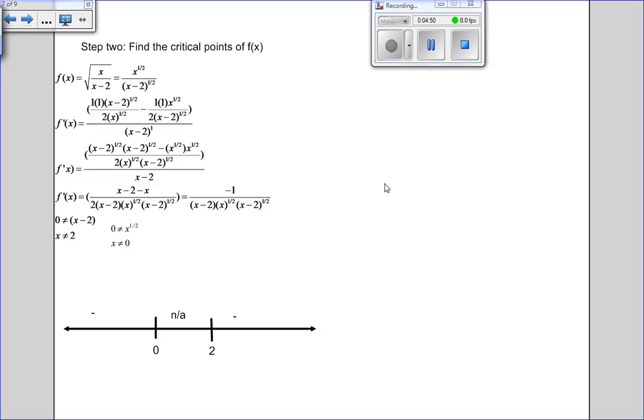In our first derivative test, we find our critical points. Again, we have to apply a law of math this time because we have to deal with the square root in addition to a fraction under the square root. So we must apply both the chain and the quotient rule. We eventually determined that our derivative function is negative 1 over x minus 2 times x to the 1 half times x minus 2.